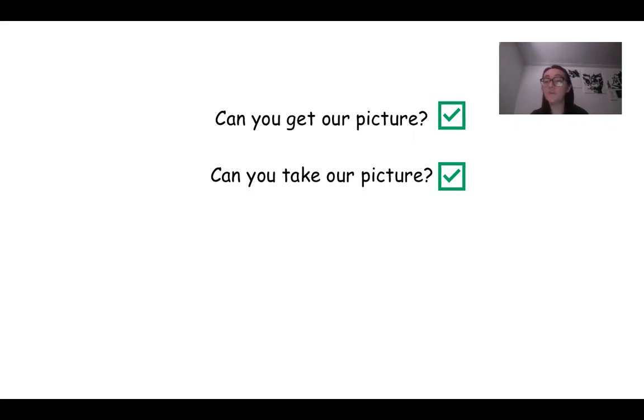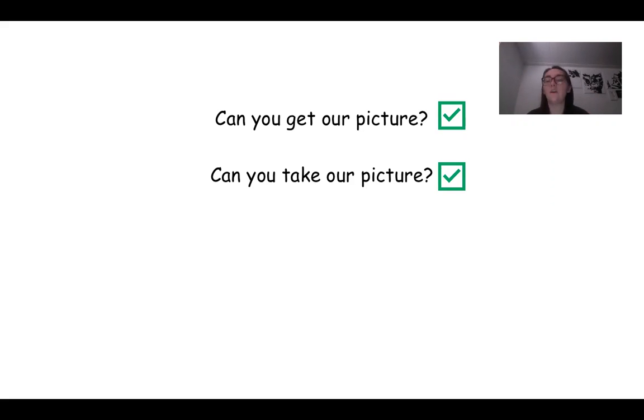Both of those are things that people say in English. The more common one, the one that people say a lot, is can you take our picture? That's the one that native speakers usually say. Not because of a rule, not because it's the right way to say it, but it's just how people say it. Doesn't really make sense. Why are English speakers using a verb that doesn't make sense? Take? It's just how people say it. But you could also say, can you get our picture? That's what it means. So that one also can be correct.